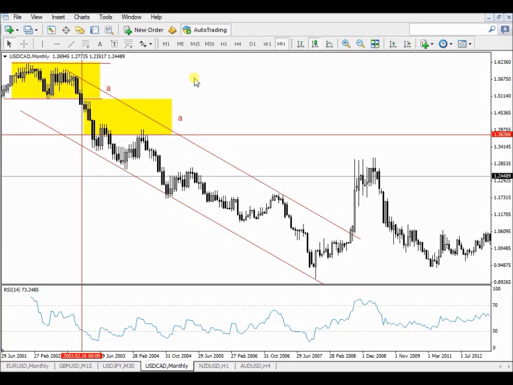This is without any indicators. This is not price action. This is very basic stuff. This is just support and resistance. Selling in favor of the bears, buying in favor of the bulls. If the price goes up, I'm buying. If the price comes down, I'm selling.